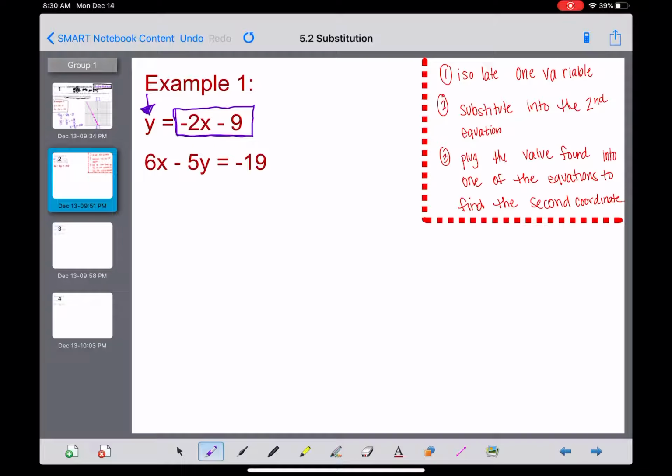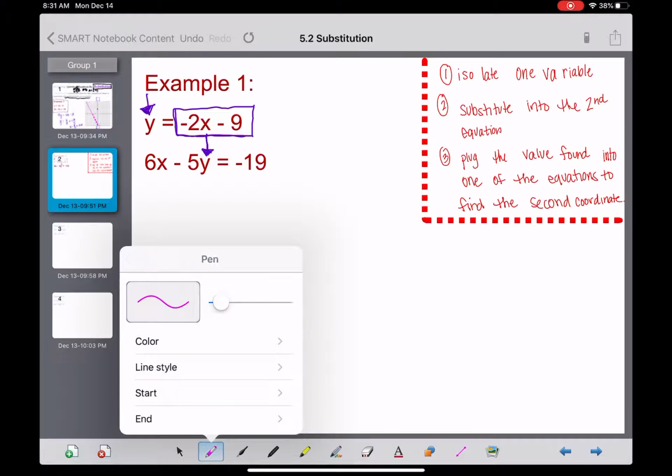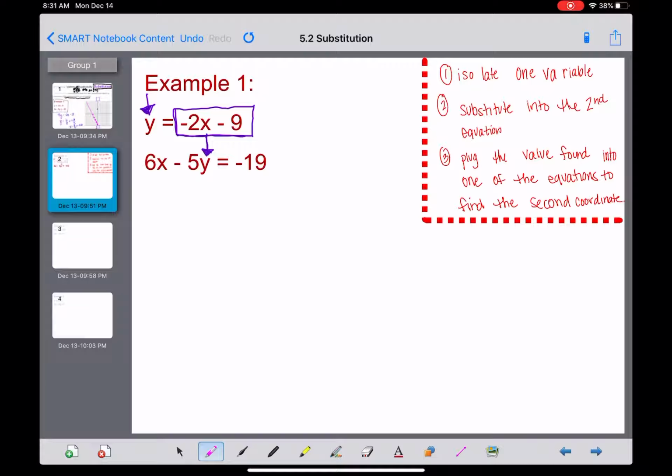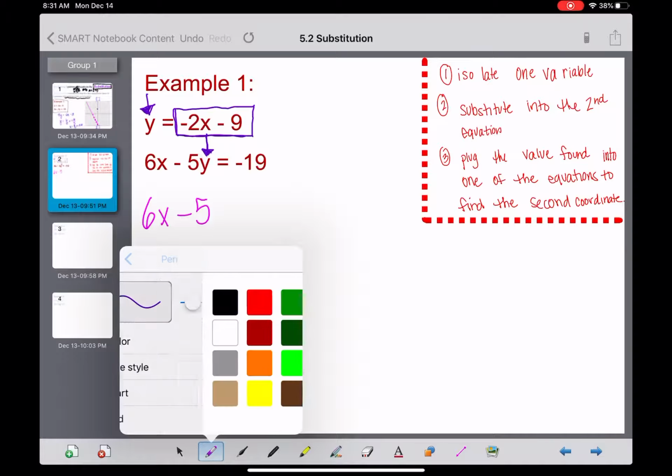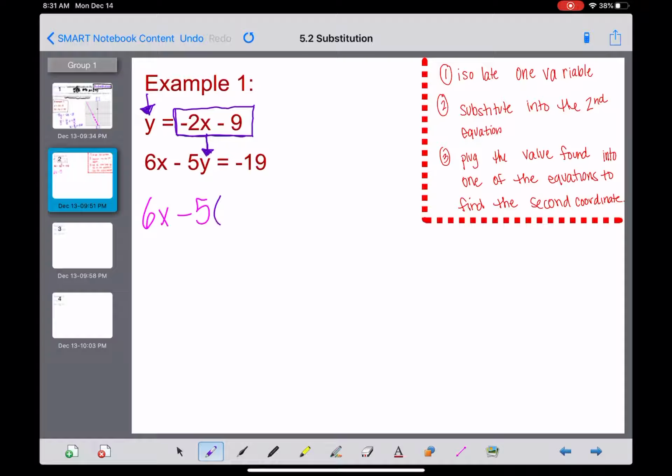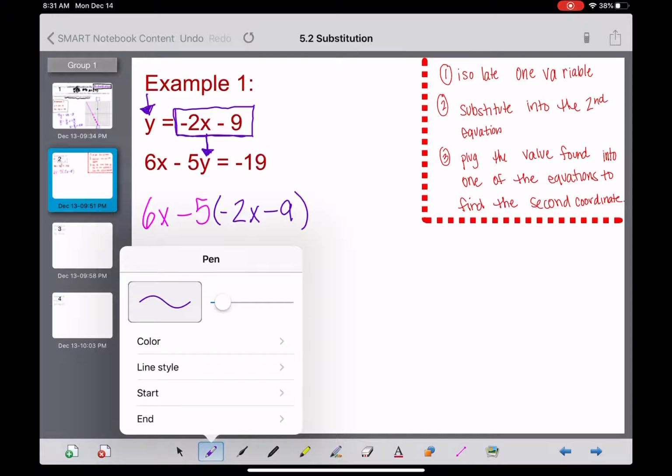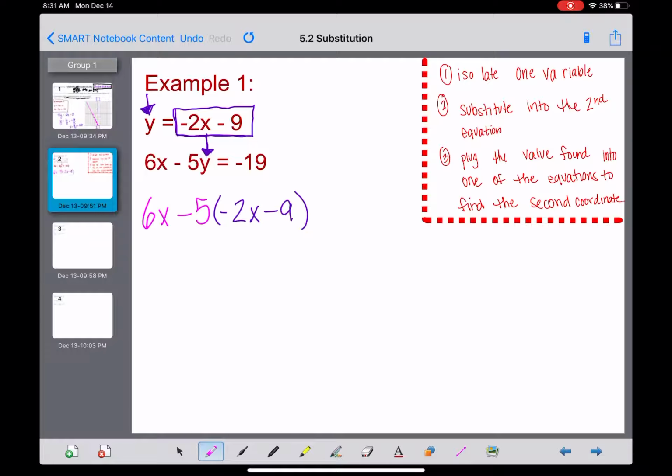So I'm going to plug my box in for y because it says y is equal. That's why I'm plugging into y. So now I'm going to substitute. I'm going to rewrite my second equation exactly how I see it: 6x minus 5. Here's the substitution piece. Instead of y, I'm going to place my box, -2x minus 9, and then continue to write the rest of the equation, equals -19.